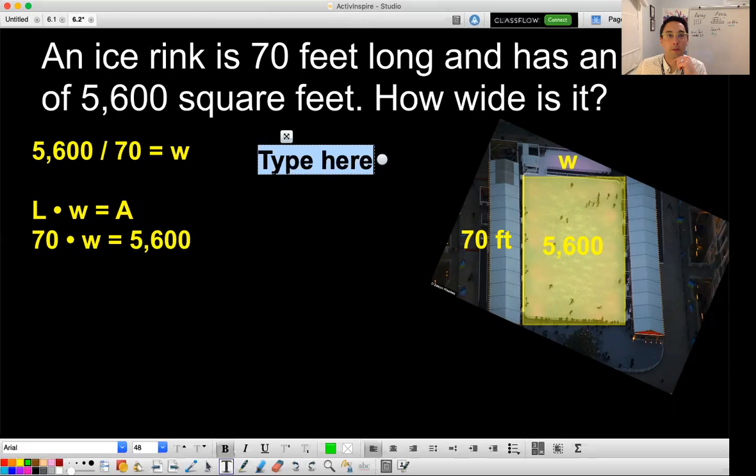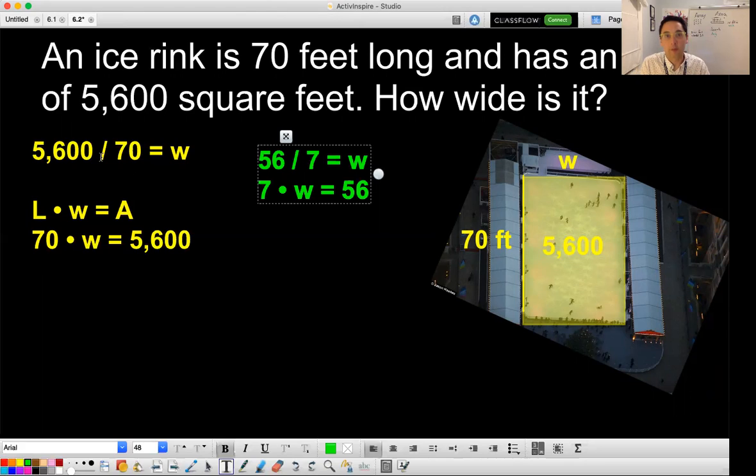I'll go green for this part here. Can we simplify this to something with fewer zeros? Let's just try to get to the basic fact here. 56, can we do 56 divided by 7 to get a number? Another way to think about that would be, can we do 7 fact family times a number to equal 56?